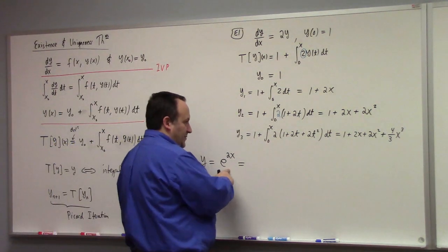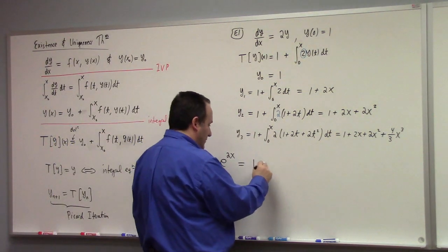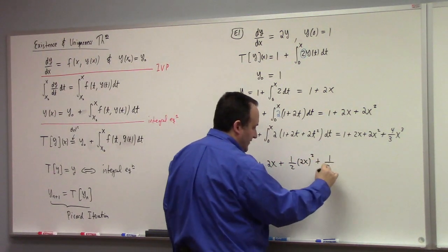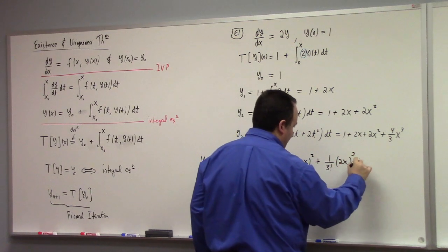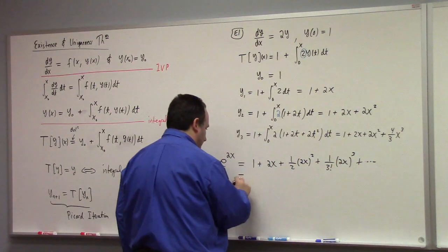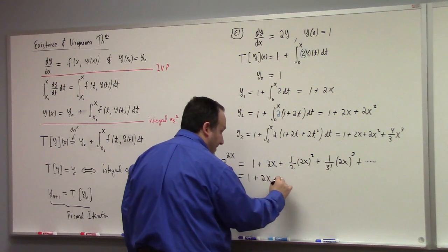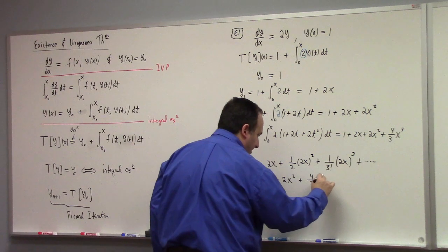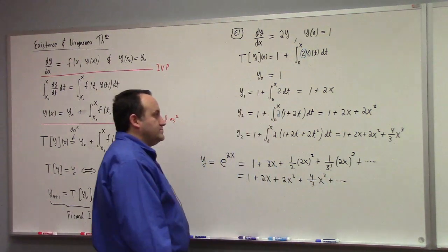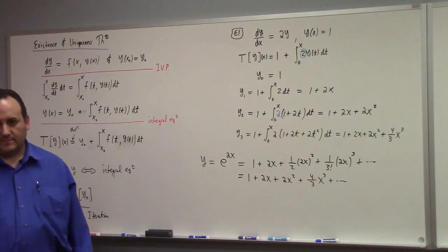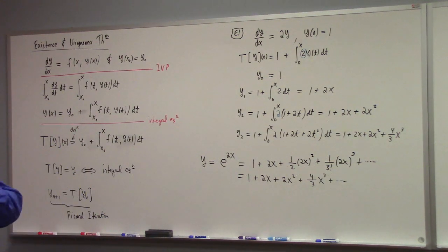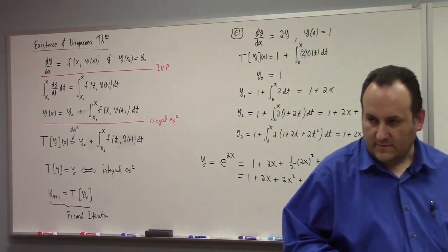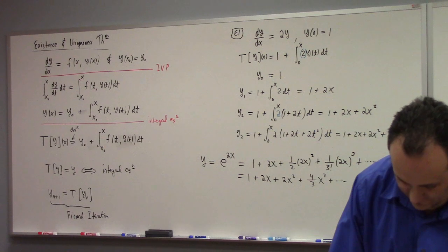And check this out. Well, the power series, the Maclaurin expansion for this is what? 1 plus 2x plus 1/2 (2x) squared plus 1/3 factorial (2x) cubed. And what do we got? So the Picard iteration is literally just generating the Maclaurin series of the solution.